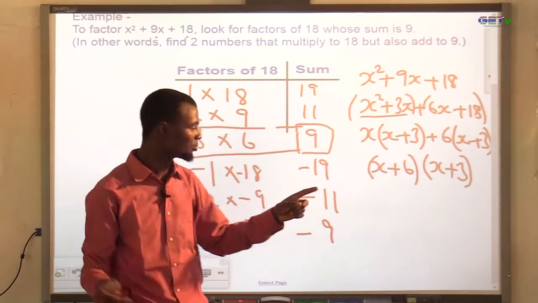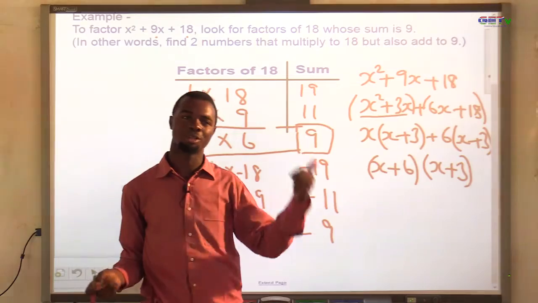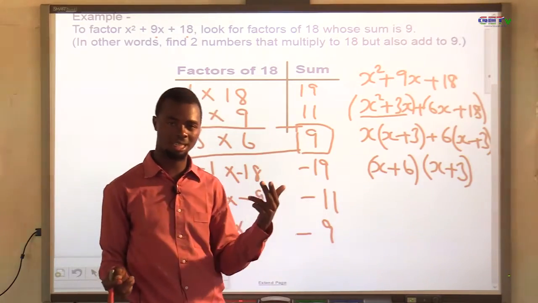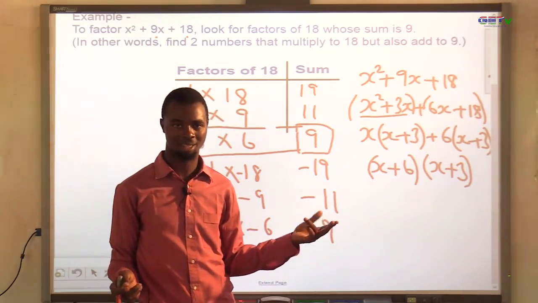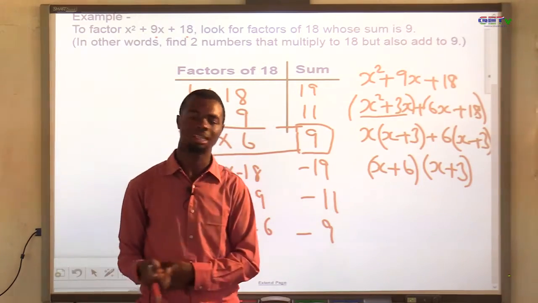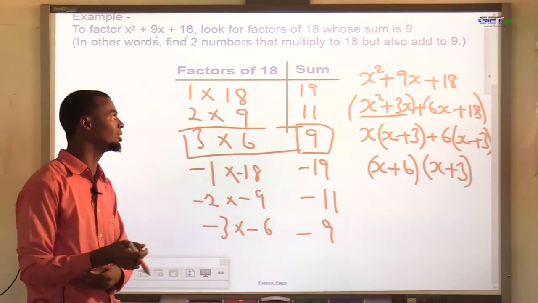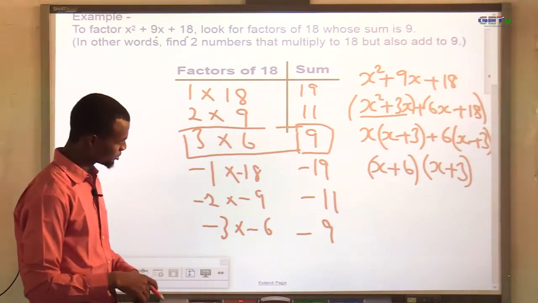Just a quick recap, you find factors of c whose sum will be b. In this case, factors of 18 whose sum will give us 9. So we go to the next one.